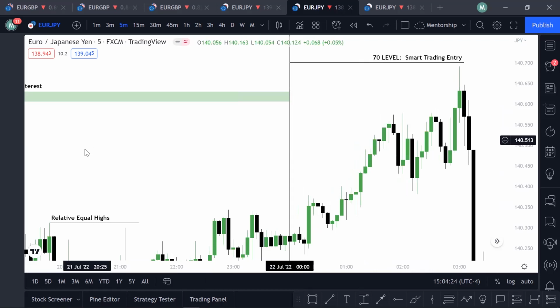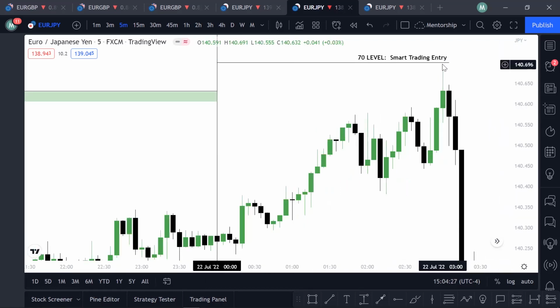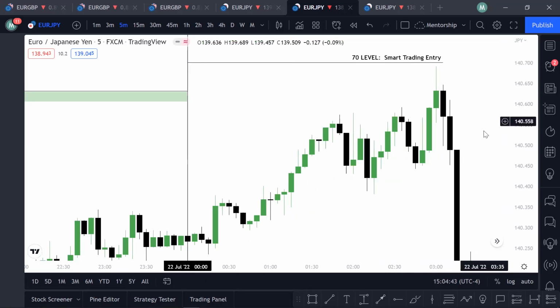Price trades above these highs, comes to the smart trading entry. At what time? At 3 o'clock. There, you click a sell button. Whichever lot size you want to use, I don't care. But as long as you're using my concepts correctly, not violating them, not selling at a 50 level.